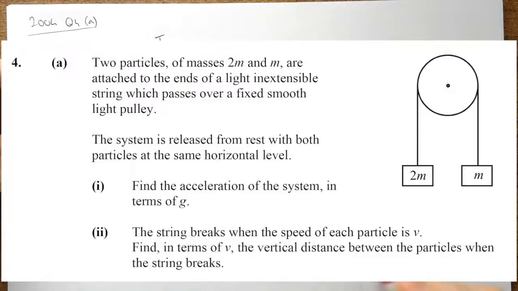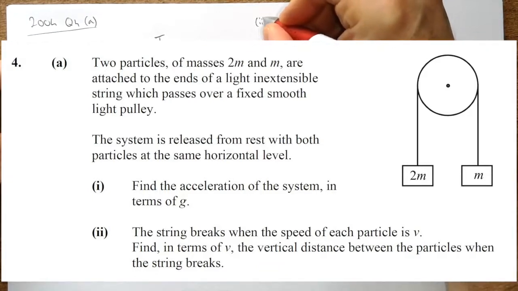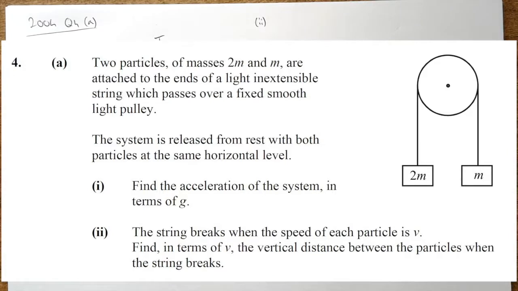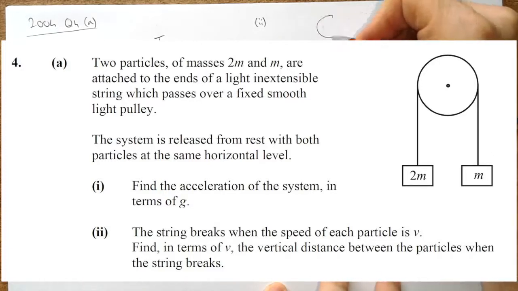So part 2 though is a little bit funkier. Now what we're going to do is come up here. Just there we are, part 1. Part 2. We need to stop and think what's going on. The string breaks at a certain speed called v, and we're interested in the distance when this happens. So if in doubt, we're going to draw a diagram.